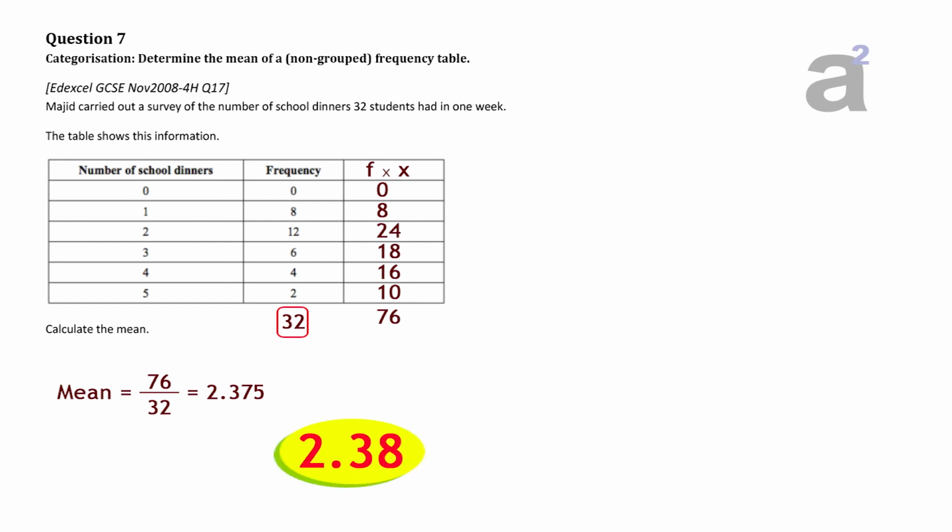Next question. Majid carried out a survey of the number of school dinners 32 students had in 1 week. The table shows this information. So for the mean, there should be one more column, which is F times X. So 0 times 0, 1 times 8, 2 times 12, 3 times 6 is 18, 4 times 4 is 16, 5 times 2 is 10. And for the mean, the last column sum divided by the second column sum. The last column sum is 76. The second column sum is 32. So 76 divided by 32 is 2.375, or we can write it as 2.38.